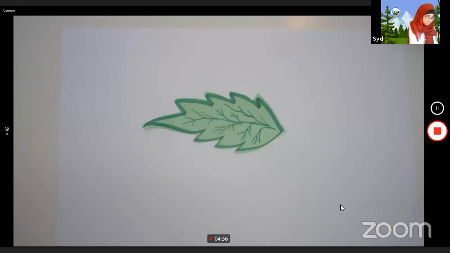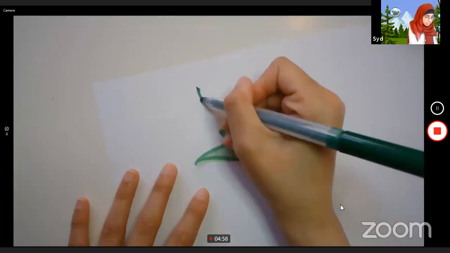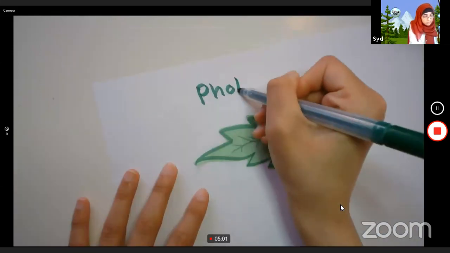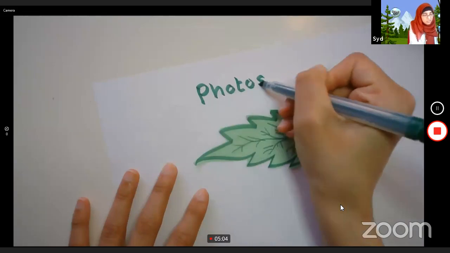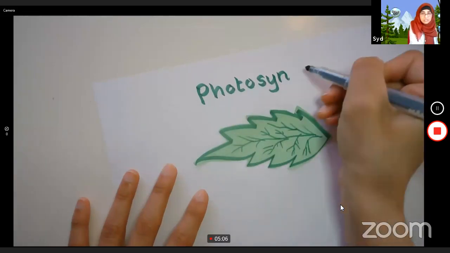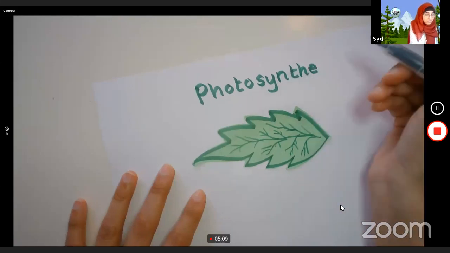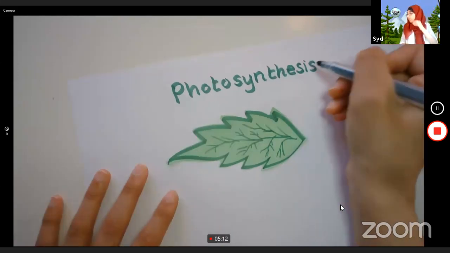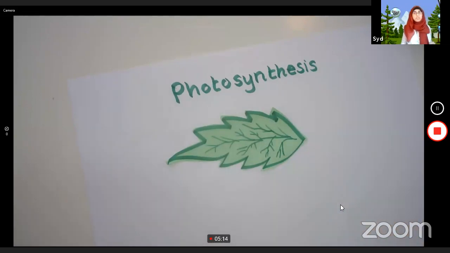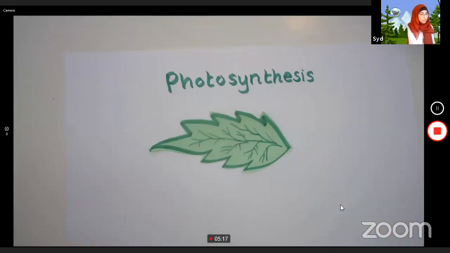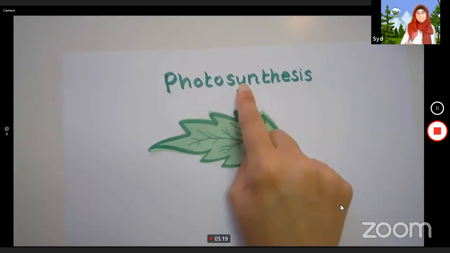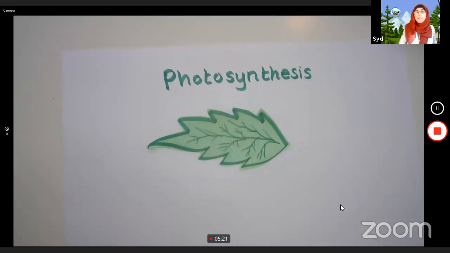Okay, so let's write this down here. We're going to write photosynthesis at the top. P-H-O-T-O, S-Y-N-T-H-E-S-I-S, photosynthesis. Okay, so we've got photosynthesis, a very long word, and it's got the word photo in there, and then synthesis. This is to do with how plants make food, and they need a couple of things to enable them to make food.